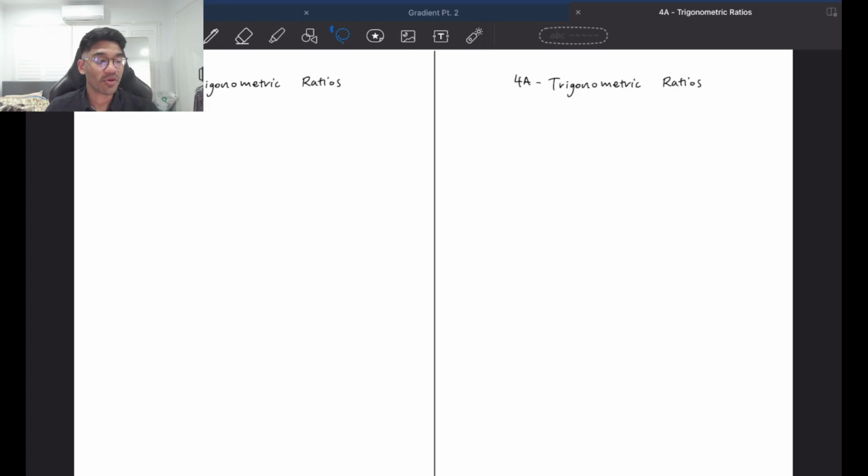So we're going through chapter 4, which, like I said, is trigonometry. And the first thing I'm going to look at is 4a, which is looking at trigonometric ratios. So I'm winging this, so I have no notes. So let's hope this goes well.